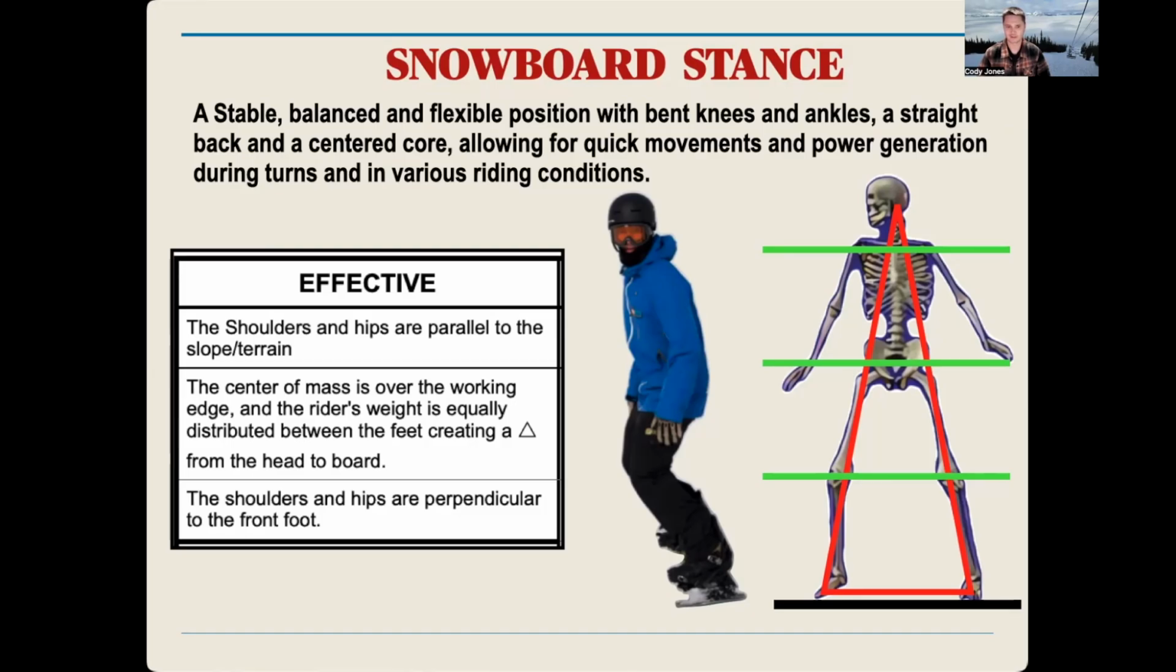centered between the feet. And the third reference alignment is going to be the shoulders and hips are perpendicular to the front foot. So if you look at the rider in the blue jacket, you can see that their hips and shoulders are pretty in line with the snowboard. When someone is riding straight at you, you don't really want to be able to see their belt buckle or the front of their chest. You want everything in the body to be roughly in line.